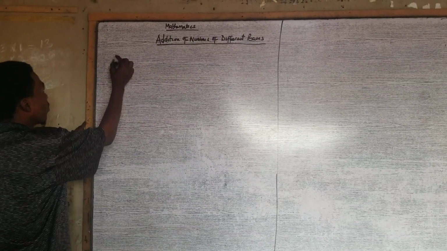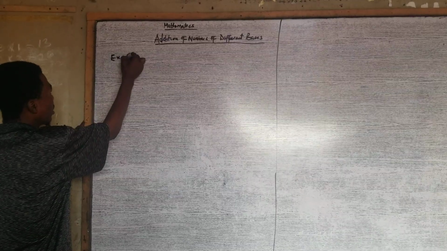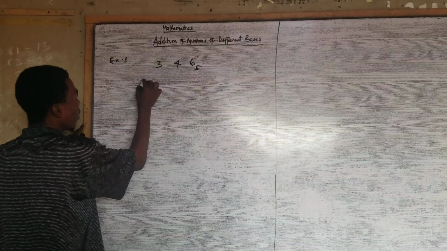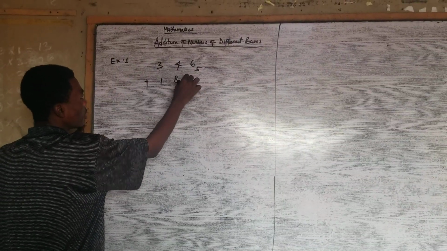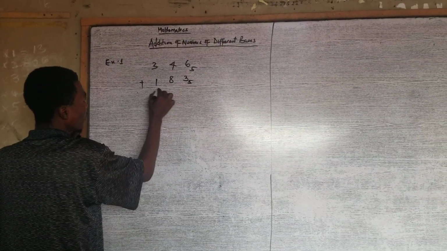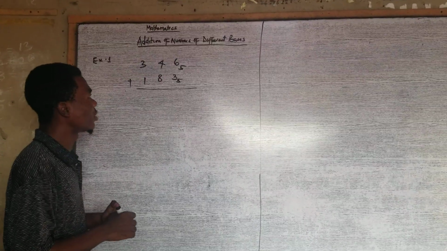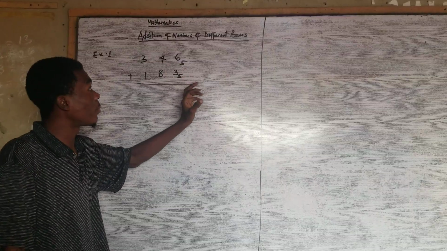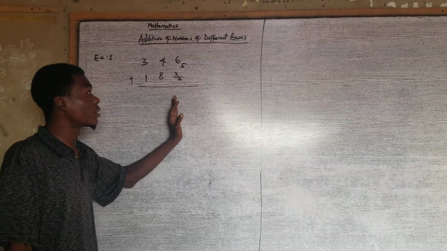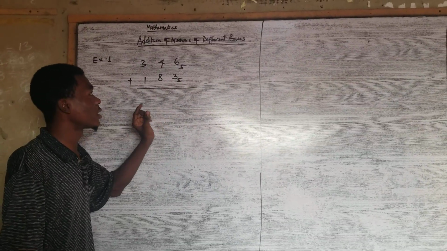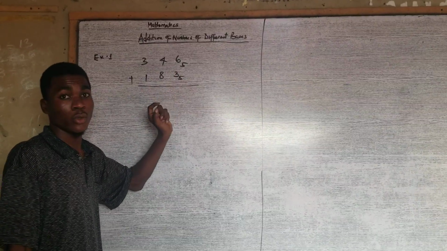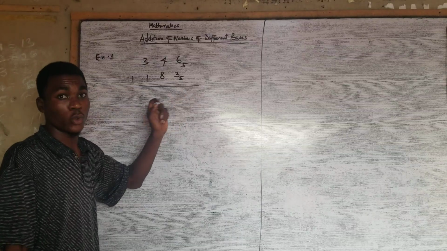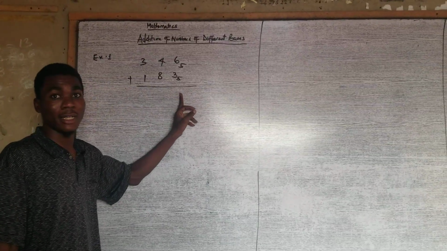Now, for example, example 1, we are dealing with 346 base 5 plus 183 base 5. The logic I want us to know, because I think I told us in our last class, is that whenever you are dealing with addition of numbers in base 2 or any other base, when you add those numbers together, if it is up to the base or more than the base, you divide, and you write out the remainder as your answer.